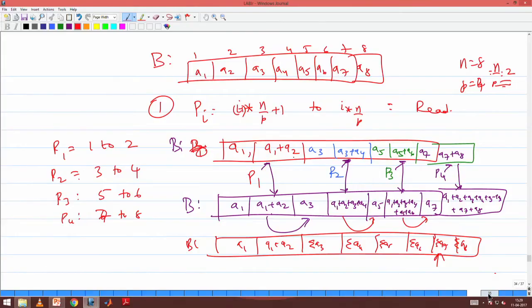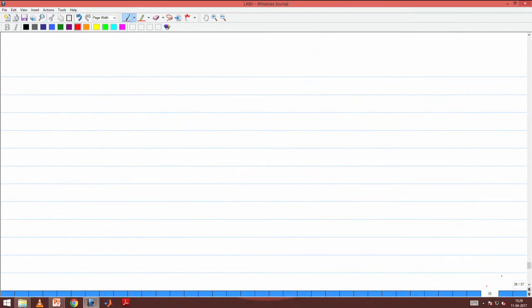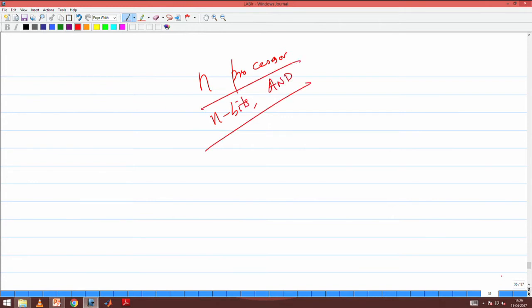Okay. Now, let me just say I am given n processors and n bits which I want to AND. What is the time complexity? What is the best time complexity? Log n. But can I do faster? AND of these bits.